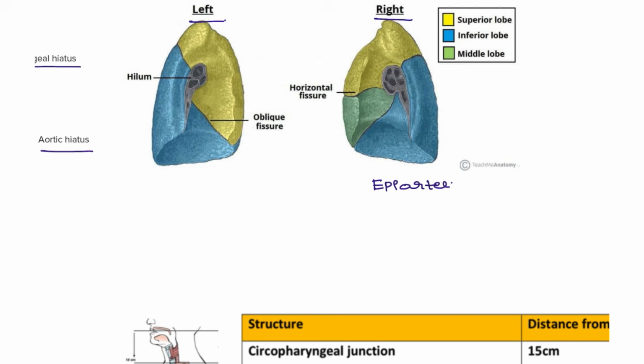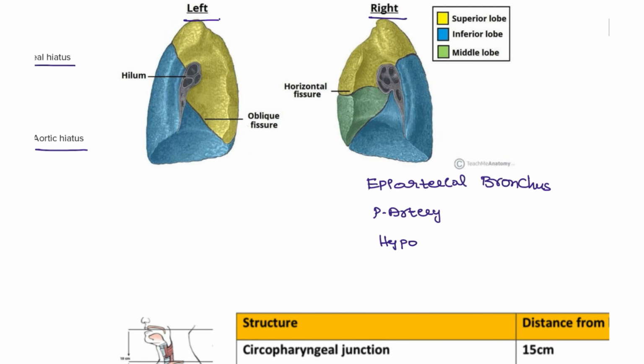This is known as an epiarterial bronchus. Just below the bronchus you have the pulmonary artery, followed by the pulmonary artery you have the hypoarterial, which just means below the arterial bronchus, and after that you have the pulmonary vein.